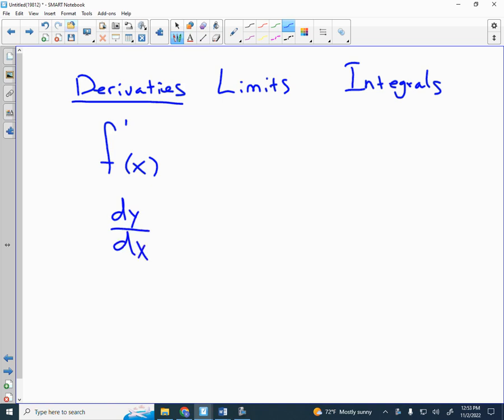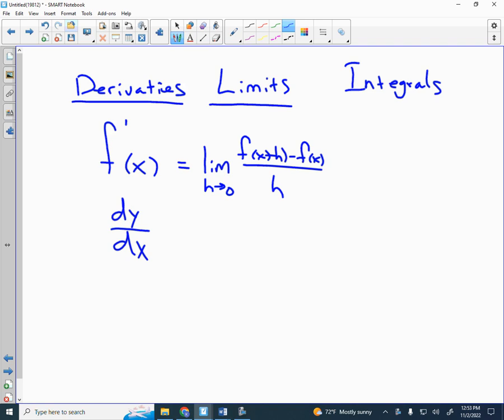Those are derivatives. We've also learned something about limits. And what's interesting is that limits and derivatives are connected. For example, f prime of x happens to be equal to the limit as h goes to 0, you don't have to write this down, of f of x plus h minus f of x all over h. So that's actually what we do, a limit to find a derivative.